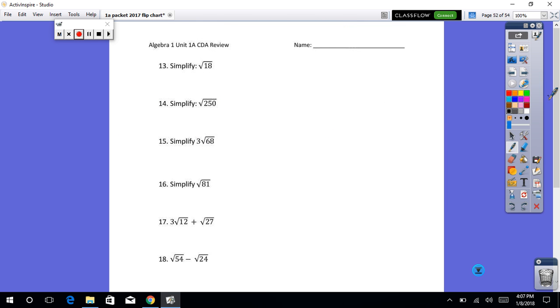Okay, number 13. We are simplifying these radicals. I need to think of two numbers that multiplied to give me 18. I have 9 and 2. The square root of 9 and the square root of 2. I know the square root of 9 is 3, and the square root of 2 does not simplify, so there is your simplified version.